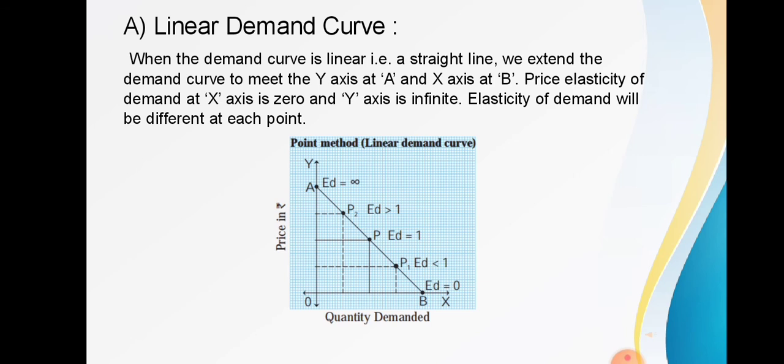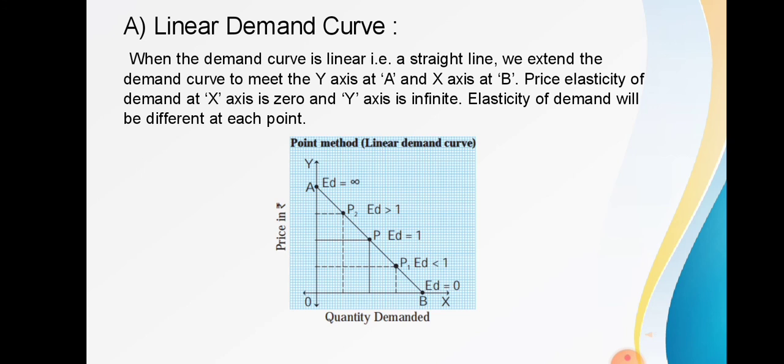For example, at points P2, P and P1, we can find out the elasticity of demand. So what is our formula for finding the elasticity of demand? It is L upon U, where L is equal to the lower segment and U is equal to the upper segment. We have already got the elasticity of demand at points B and A. At B it is 0 and at A it is infinite. Now we have to find the elasticity of demand at points P2, P and P1.